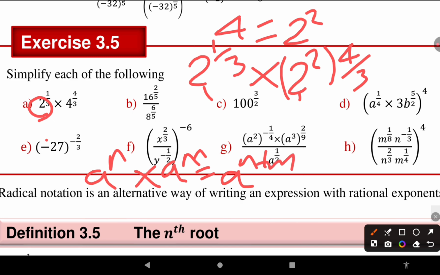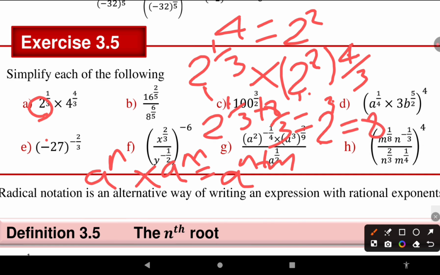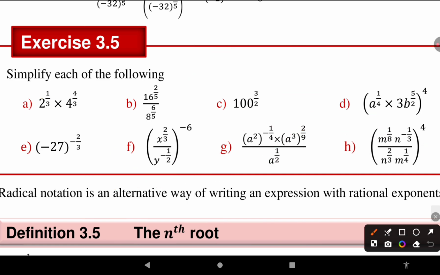Just like here, base 2. So base 2 to the power of 1 over 3 plus 2 times 4 over 3, which is 8 over 3. Which is equal to 2 to the power of 1 plus 8 is 9 over 3, which is 2 to the power of 3. The value of 2 to the power of 3 is equal to 8.